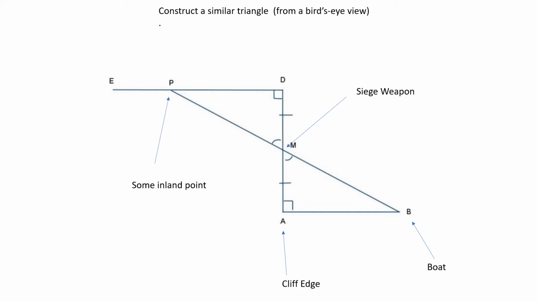So the siege weapon is positioned at point M, the boat is out to sea here, and this diagram is viewed from above, so the cliff edge is the vertical line here. The first step is to pace out the distance to the point A, which is the point closest to the shore where the boat is. Then you pace a similar distance in the other direction, call it D, and then you walk along a straight line in the direction towards E, perpendicular to the cliff edge, until you find a point P where the boat lines up with the siege weapon in your view. And therefore you've constructed a similar triangle over here, and therefore you can pace the distance from P to M, which will be the same as the distance from M to B.